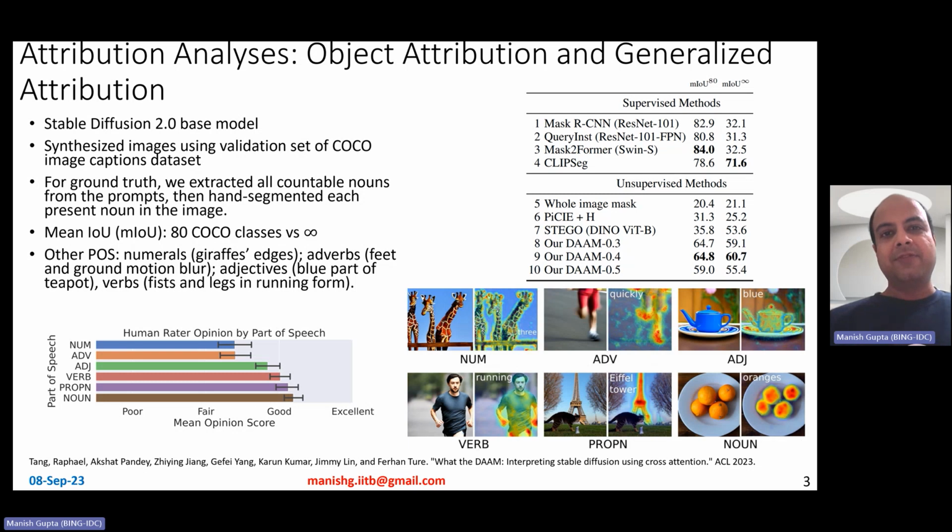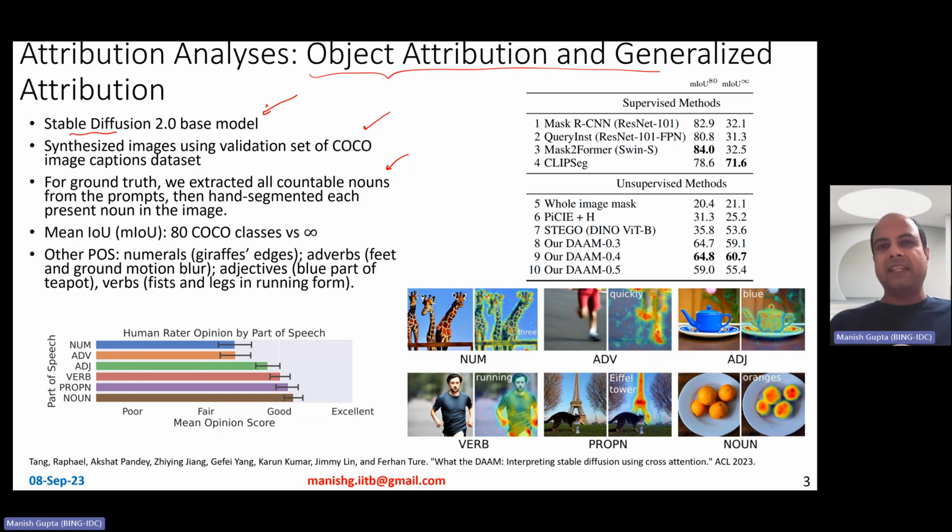The first experiment is about object attribution and generalized attribution. Okay, so the experiment with the Stable Diffusion 2.0 model. What they do is first check if these attribution maps that are created, and if you do segmentation using these attribution maps, does it give you as good segmentation as doing segmentation on the original image itself? Okay, so they essentially take some COCO captions and they synthesize images, generate images using Stable Diffusion.